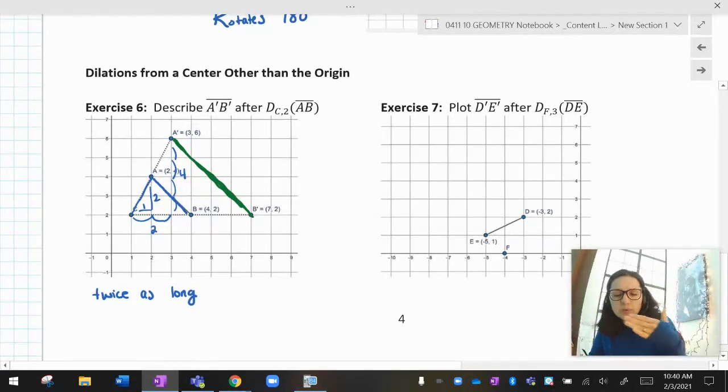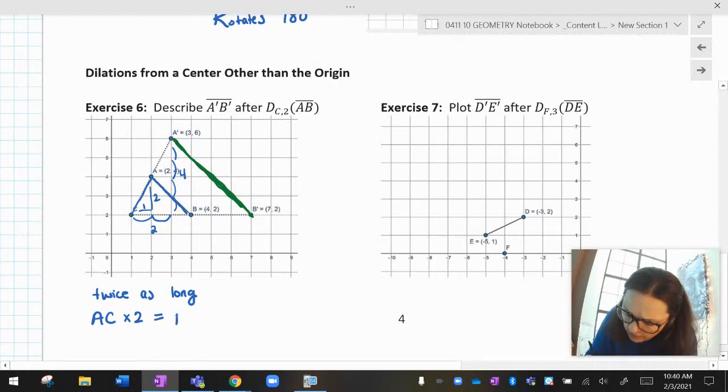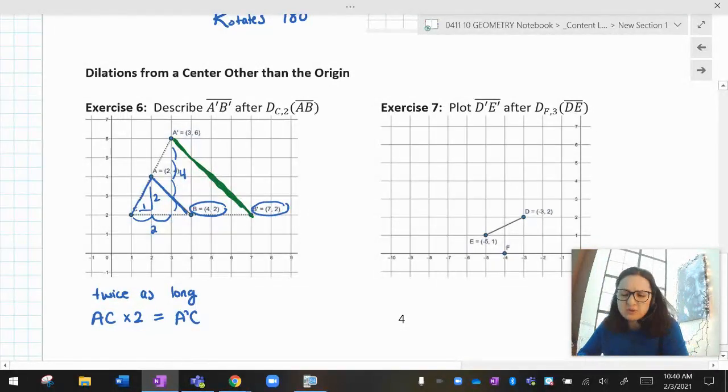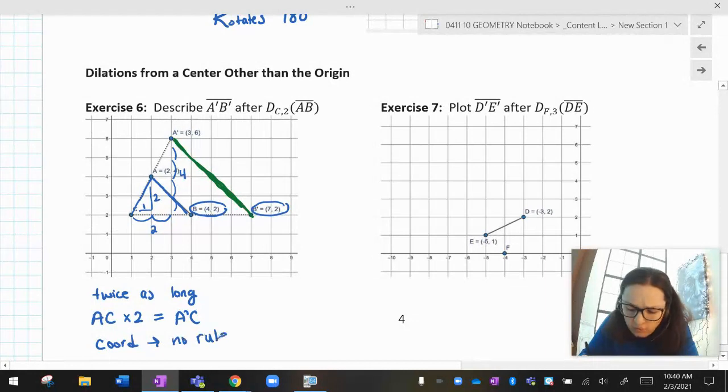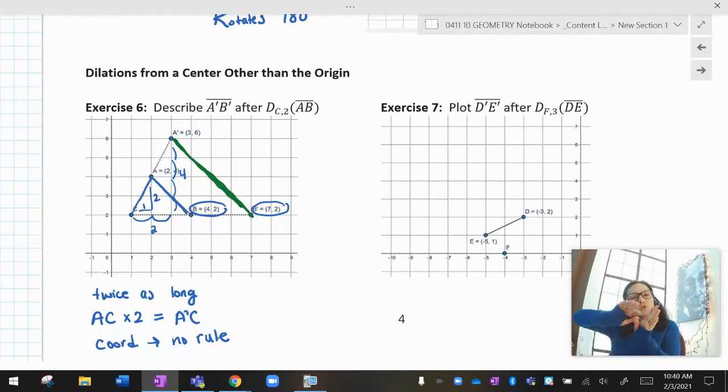So I've doubled the distance. AC times 2 becomes A prime C. So that's there. What happens to the coordinates? 4, 2 became 7, 2? Yeah, the coordinates, they don't have a rule. I definitely don't multiply by the scale factor to get my new coordinates. So what happens from a center other than the origin? Well, what happens is you just push it further away.